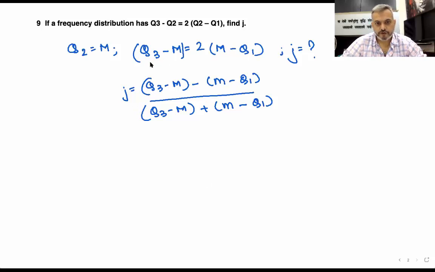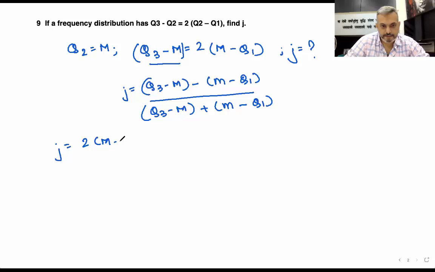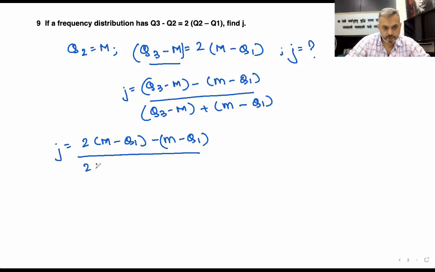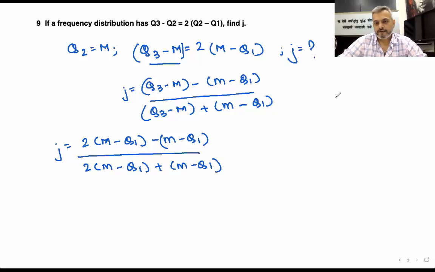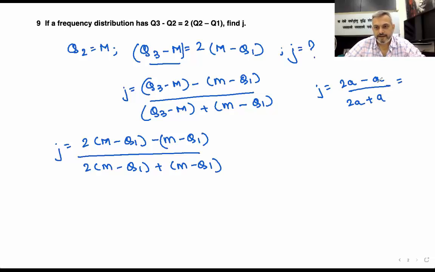Now over here, what is Q3 minus M? Q3 minus M is 2 times (M minus Q1). So here I'll write J is equal to (2(M minus Q1) minus (M minus Q1)) upon (2(M minus Q1) plus (M minus Q1)). Now just understand this. I'll give you an example. For example, you are given 2A minus A upon 2A plus A. How will you solve it? 2A minus A will become A and 2A plus A will become 3A. Then A and A will be cancelled and you will get 1 upon 3.